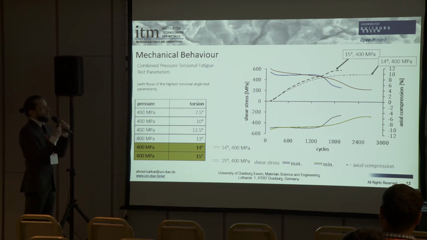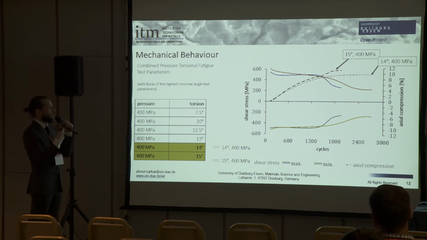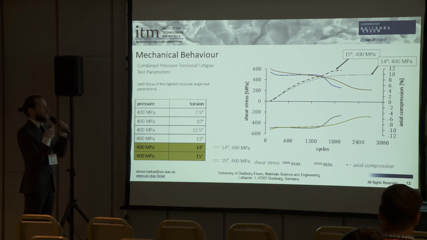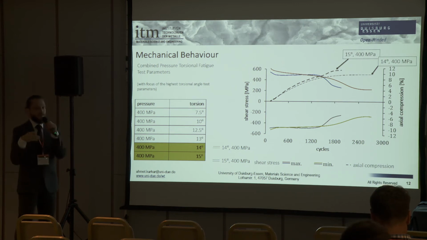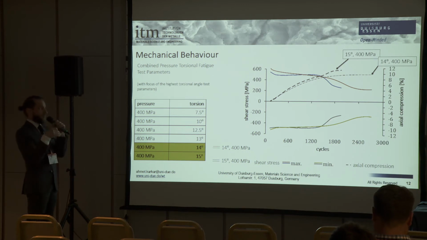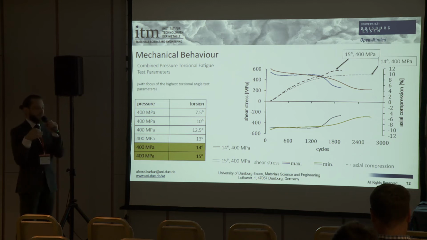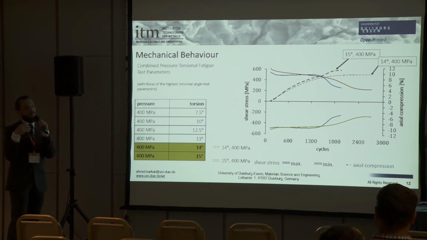If you look at the results of the mechanical behavior of the sample with the highest torsional angle, we recognize first that the specimen compressed actually more than 10%, and that the shear stress shows in the very first cycles a material softening, followed by a constant shear stress until 1,000 cycles, and then the shear stress increases a little bit, and the shear stress drop occurs at 1,400 cycles, accompanied by crack initiation.